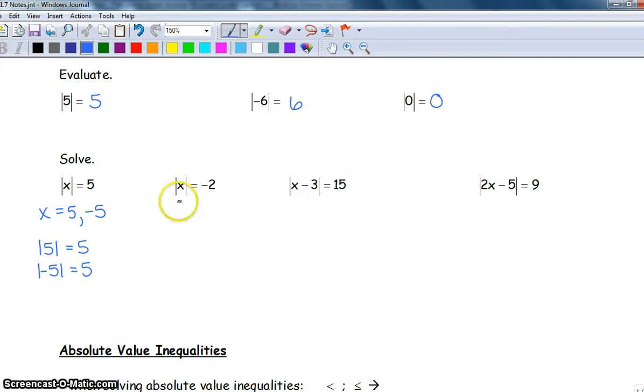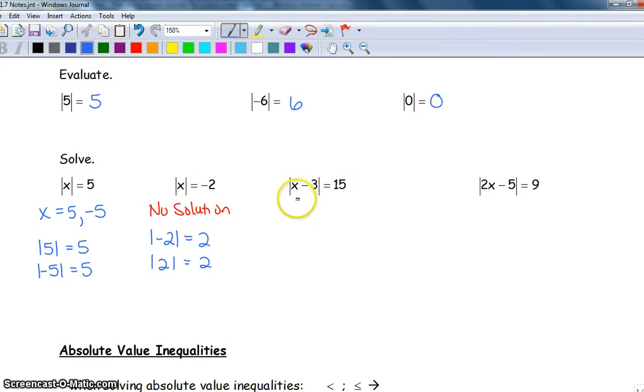So here I want to know what number gives me the absolute value equal to a negative 2. So you may be thinking, all right, negative 2. I take the absolute value of negative 2. Well, that's 2 spots away, so I get a positive 2. So you try a positive 2. Well, that's also 2 spots away. This has no solution because remember we said absolute value is always positive.